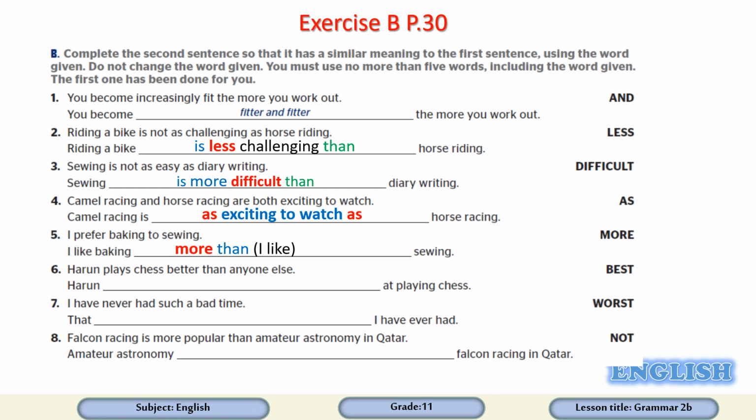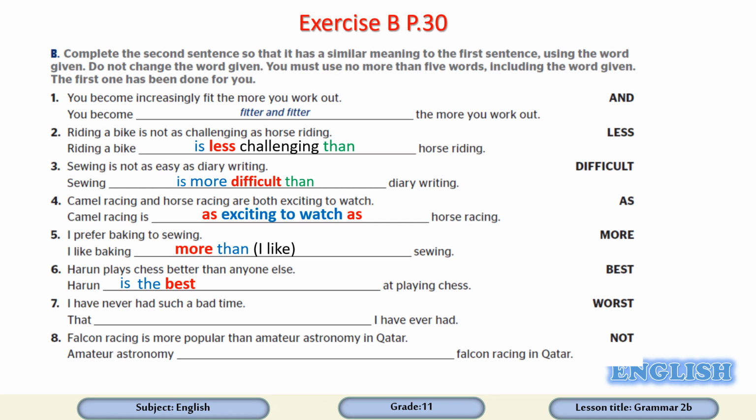Let's go now with sentence number 6. Harun plays chess better than anyone else. Who is compared in the sentence? Yes, very good. Harun and anyone else. So here Harun is compared to all other players of chess. What do we need to use? The comparative or the superlative? Yes, very good. We need the superlative. Look at the word given. It's best. So let's use it to write the sentence. Yes, very good. The answer will be Harun is the best at playing chess.